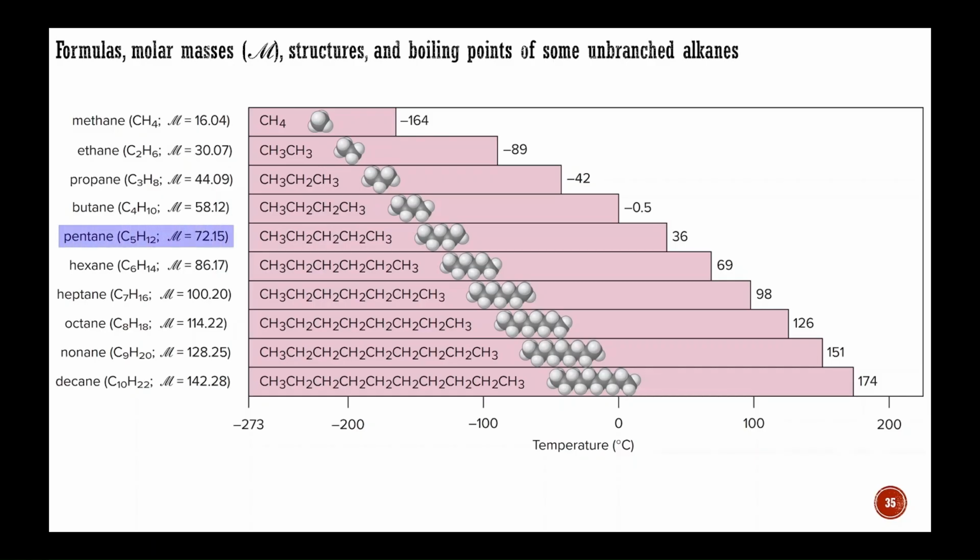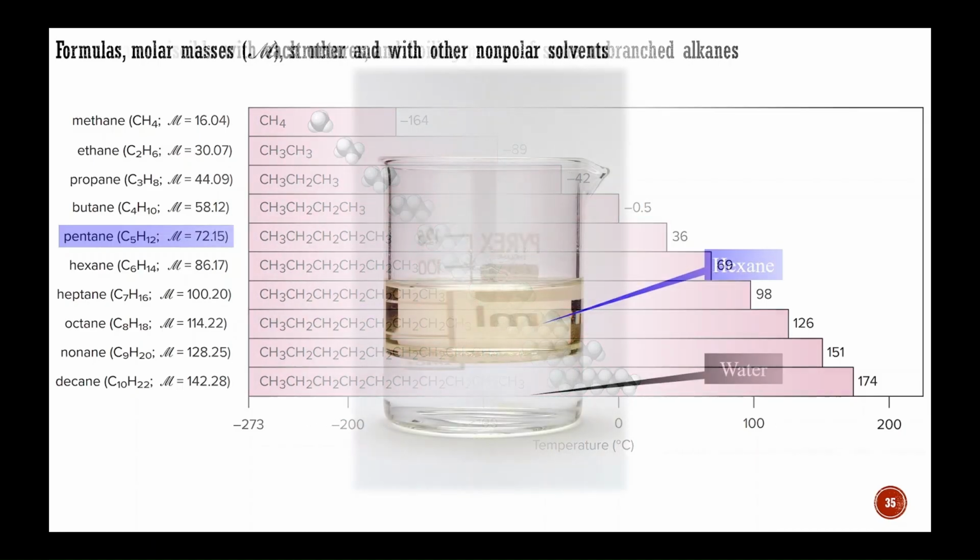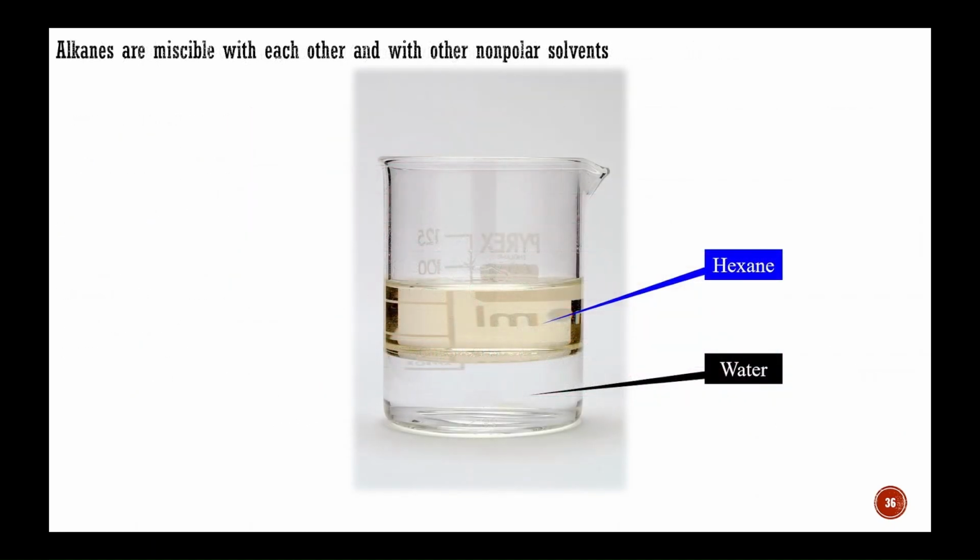For example, pentane, which has 5 carbon atoms, is the smallest linear alkane that exists as a liquid at room temperature. The solubility of alkanes and of all hydrocarbons can also be predicted using the like dissolves like rule. Alkanes are miscible with each other and with other nonpolar solvents, such as benzene, but are nearly insoluble in water.